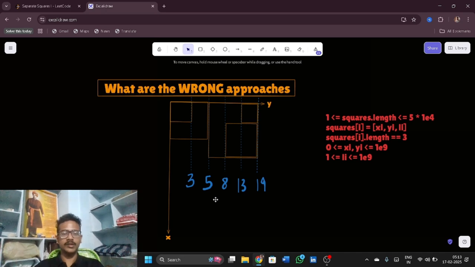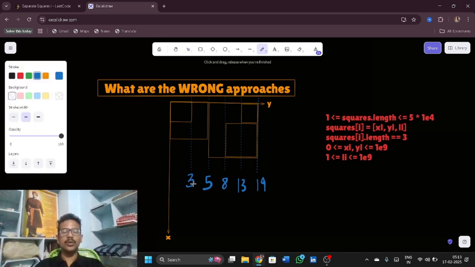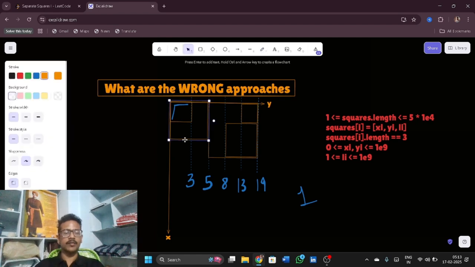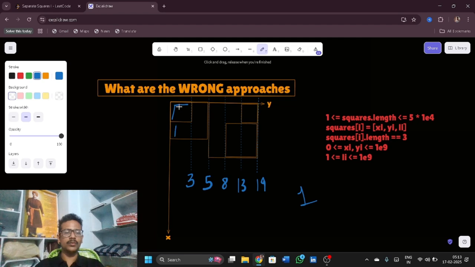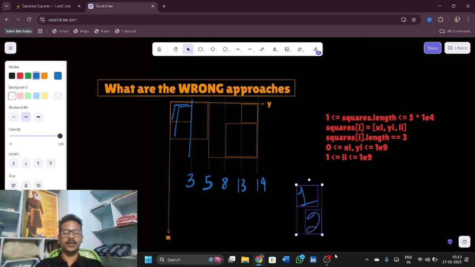Now let me remove this initially. Here I have 3. Now how did I get 3? Here is 1 square, so I calculate it as 1 into 1, which is 1, and here there is another square of side length 2. So 2 into 1, only till here, is 2. So 1 plus 2 is 3.